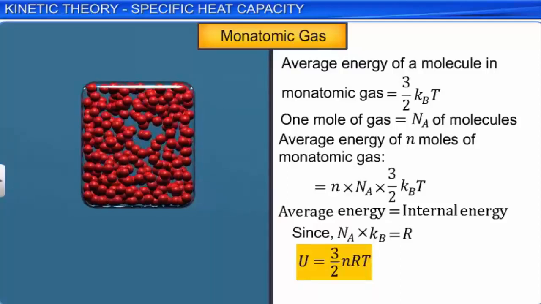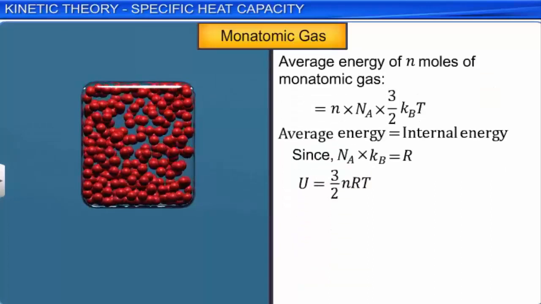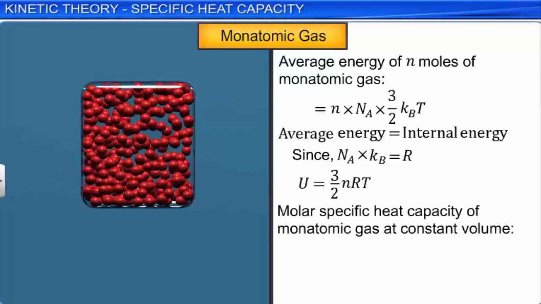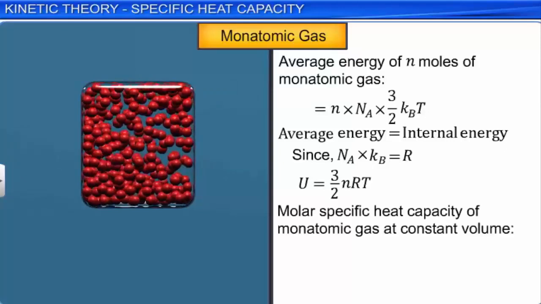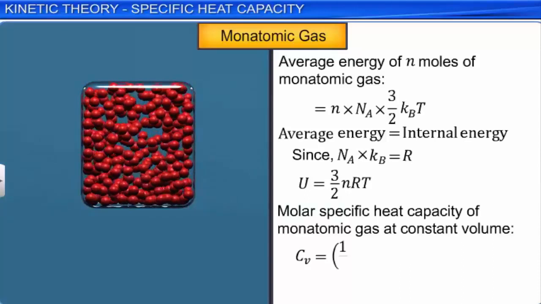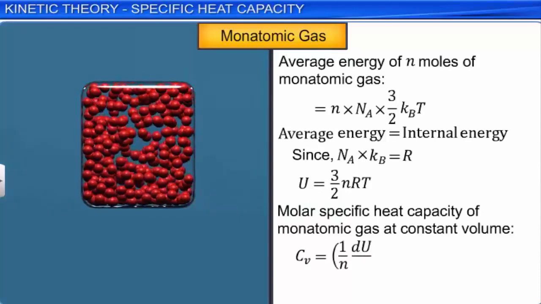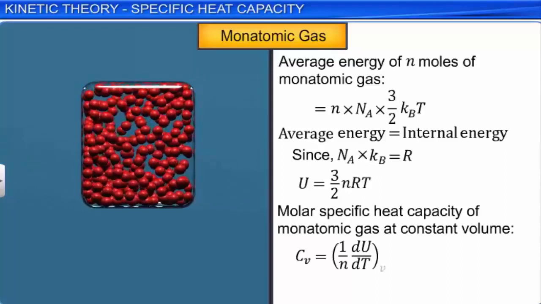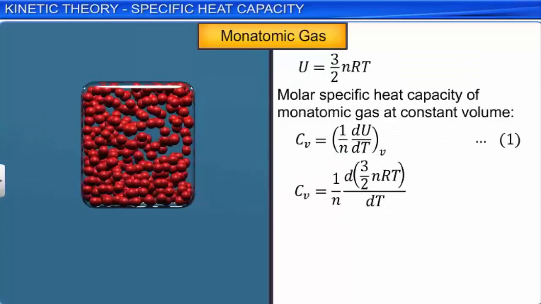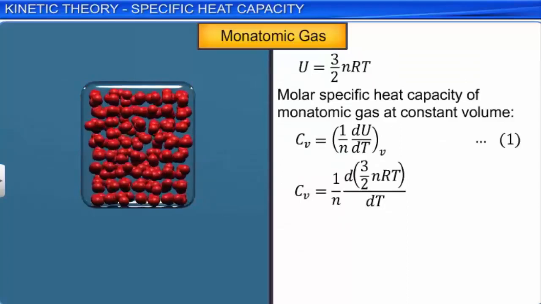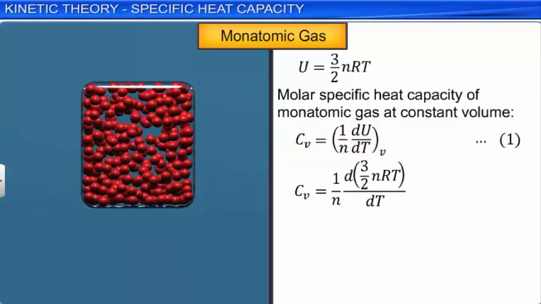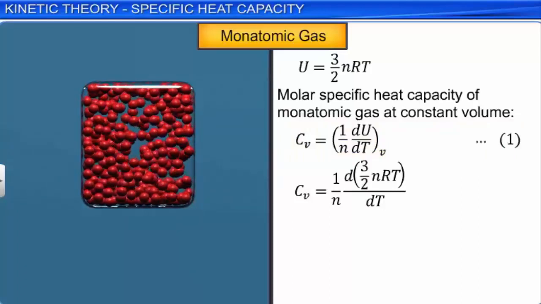According to equation 1, the molar specific heat capacity of a monoatomic gas at a constant volume, Cv, is equal to 1 by n multiplied by dU by dT at constant V. By substituting the internal energy of a monoatomic gas in the above equation, we get the specific heat capacity at a constant volume, Cv, is equal to 3 by 2 R.